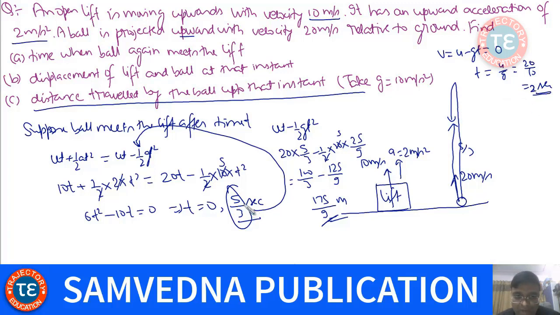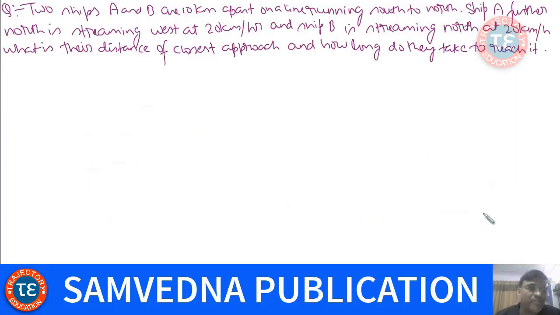See, it reaches highest point in 2 seconds, but ball meets the lift in 5 by 3 seconds only, which is less than 2. That means ball is meeting the lift in upward journey. So I can say it doesn't reach maximum height. It meets the lift before reaching maximum height. So it meets the lift in upward journey and not in the downward journey. So in upward journey, the distance and displacement is going to be same, right? So displacement and distance is going to be same, that is equal to 175 by 9.